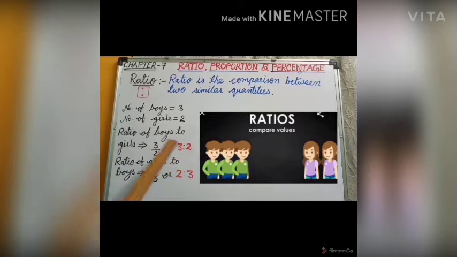Okay, and if we want to find ratio of girls to boys, that means first we have to write the number of girls, then we have to write number of boys. So 2 girls are there and 3 boys are there, so we can write 2 by 3, and the ratio will be 2:3. We can read as 2:3. So this is the ratio of boys to girls, and this is the ratio of girls to boys.